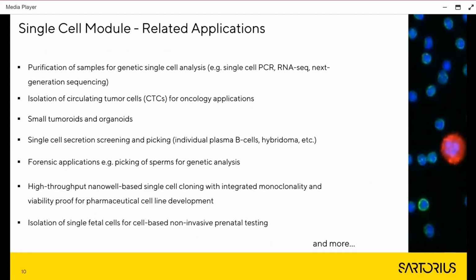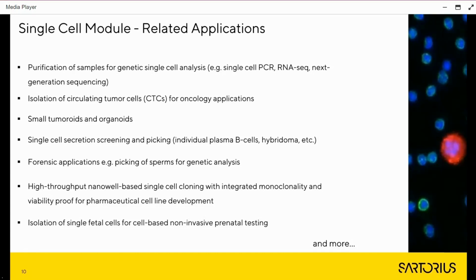Now we're going to focus more on single-cell picking on the CellCelector. The CellCelector's single-cell picking module is a versatile tool that can support many applications, starting from purification of single cells for omics experiments to isolation of small tumoroids and organoids. Please note that there are more applications supported than listed here.